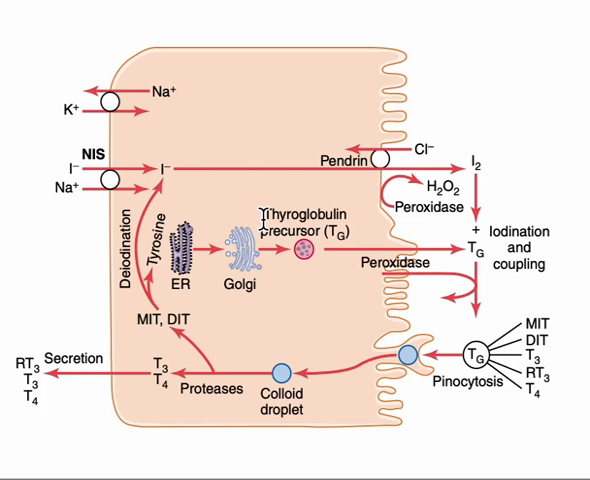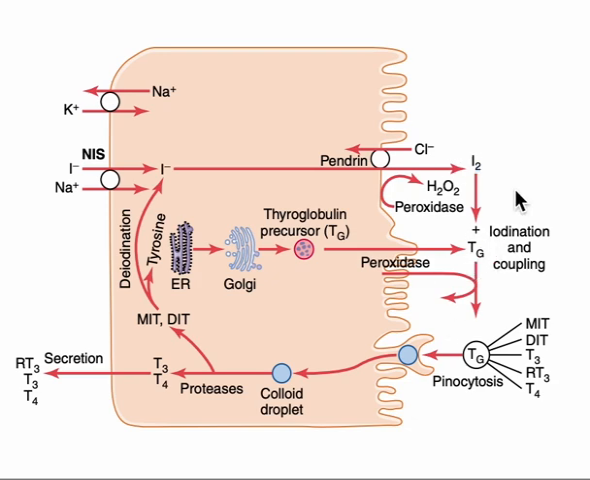The third step is the oxidation of iodide into iodine, so oxidized iodine. This takes place with the help of an enzyme known as peroxidase. The peroxidase enzyme will convert iodide ion into the oxidized form of iodine. The next step is the secretion of a glycoprotein known as thyroglobulin from the follicular cell into the follicular lumen. Thyroglobulin is synthesized within the follicular cell and transported out into the follicular lumen, and here the iodination and coupling of thyroglobulin with the oxidized form of iodine occurs.